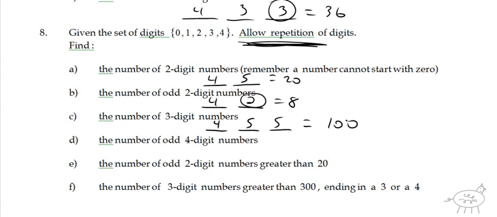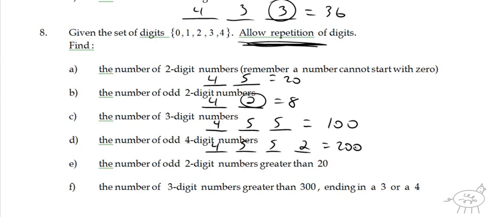Okay? The number of odd 4-digit numbers. So 1, 2, 3, 4. And they're odd 4-digit numbers. That means this last number has to be odd. So it's 1 or 3. There are 2 possibilities. I come to the front, you're allowing repetition, so I can use any number except for 0. So I have 4 possibilities. And then what can I use? I can use 0, so it's 5, and then 5. Okay? And I multiply that out, and I get 200.